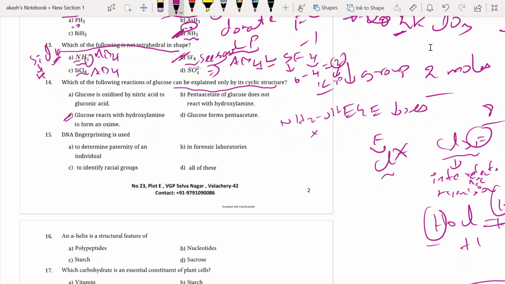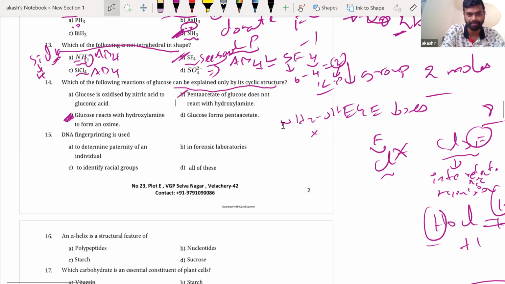Glucose will react with hydroxylamine, no, sir. Oh, I am so sorry. Glucose will react, yes, exactly. Pentacetate of glucose will not react with hydroxylamine. Absolutely. Yes, that's the correct answer.